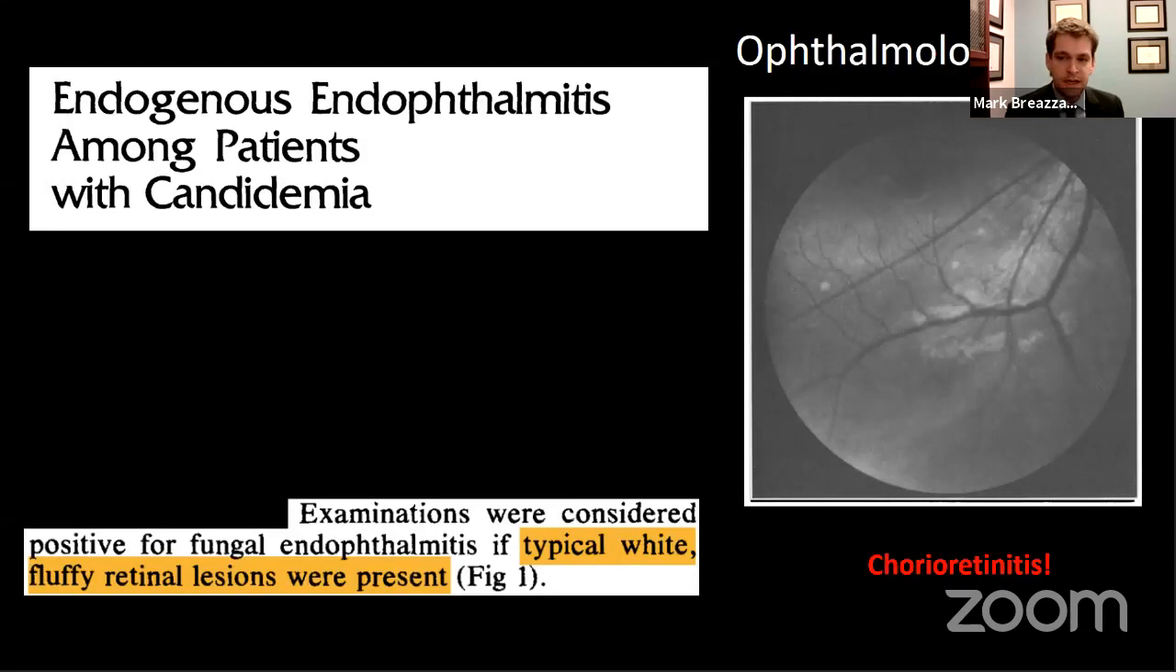And so we go back to this paper in 1982, and keep in mind, this is not the only one, and looked at their actual definition of what endophthalmitis is. Here you can see in their definition, they include typical white fluffy retinal lesions. No mention of the vitreous. And in one of their example photographs, we can see a whitish lesion behind a blood vessel. At most, this could be chorioretinitis, and maybe even just a retinal cotton wool spot, which again is non-specific and may not even be infectious. There's no evidence here of any vitreous inflammation.